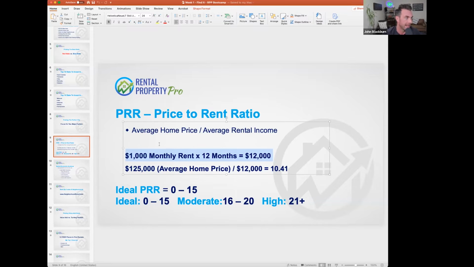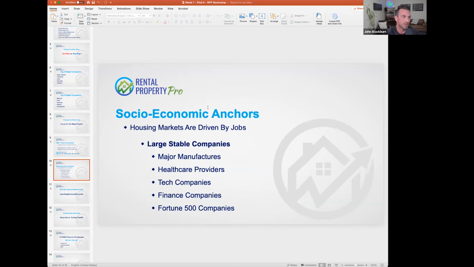So the next thing I'm going to look at, after red state, blue state, and price to rent ratio, is our socioeconomic anchors, right? What are the job suppliers in that market? I think people get really confused really quickly about what an actual job supplier means. A job supplier is not the Home Depot or the Walmart in the town. It's what provides substantial economic stability to a given region or city.